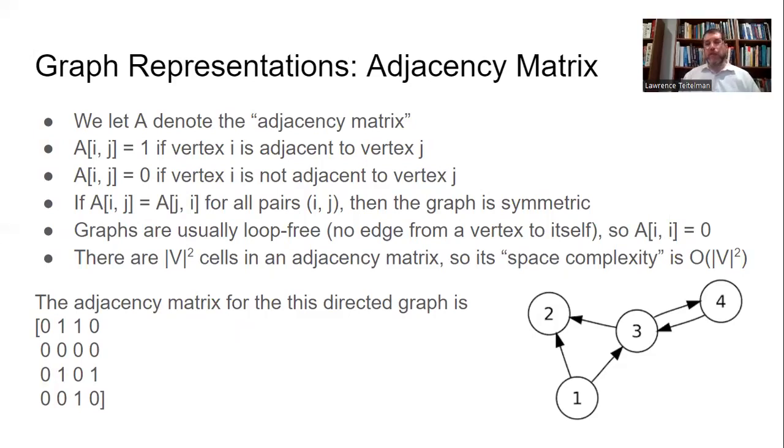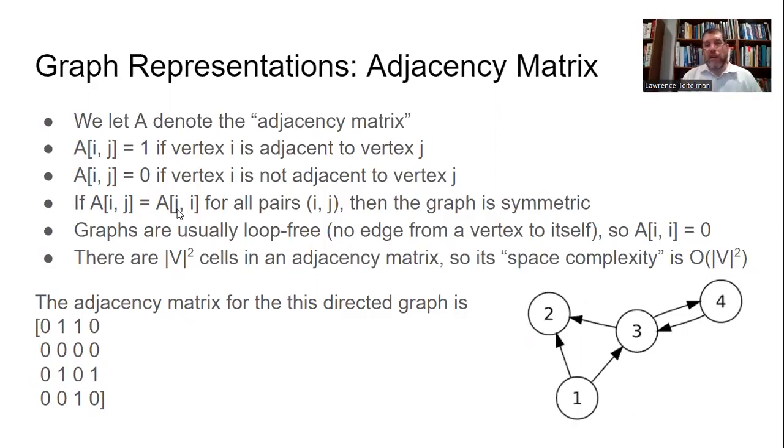This is probably the most popular. It's a matrix. Every entry in the matrix is either a 1 or a 0. 1 means that I is adjacent to J. Vertex I is adjacent to vertex J. And if it's 0, it means vertex I is not adjacent to vertex J. So all the entries are 1s or 0s. Okay, and then it's going to be symmetric if the matrix is symmetric, right? If Aij is the same as Aji, fine.